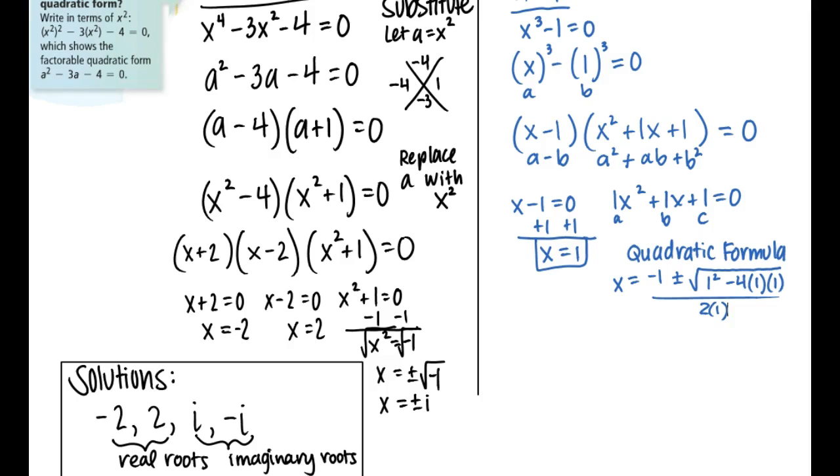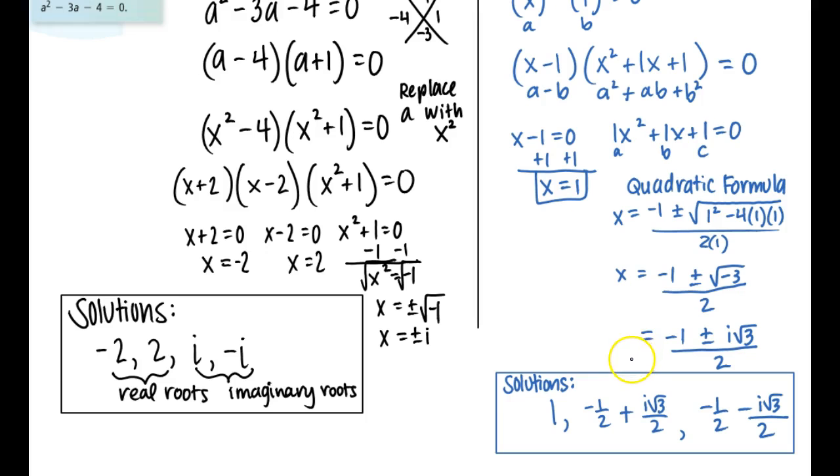I just took a moment and plugged in my a, b, and c values for the quadratic formula, and now I'm going to reduce what's inside the radical. So we have x equals negative 1 plus or minus the square root of negative 3 over 2. And I see that I have a negative under the radical, so that means we're going to be using i. So I have negative 1 plus or minus i square root of 3 over 2. So that includes our two zeros that are imaginary.